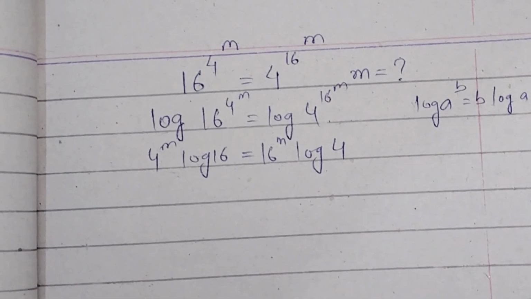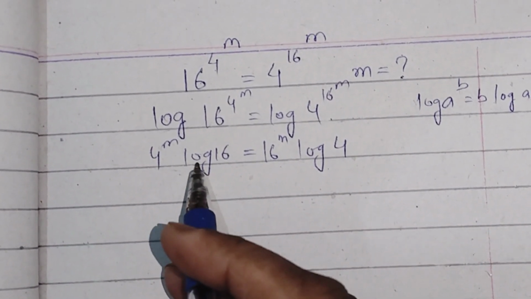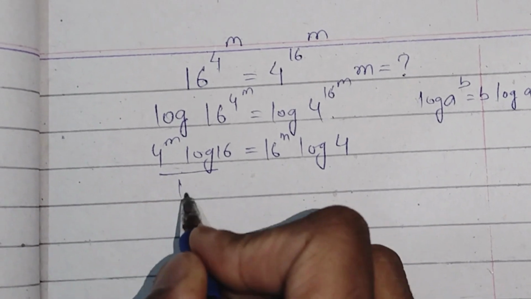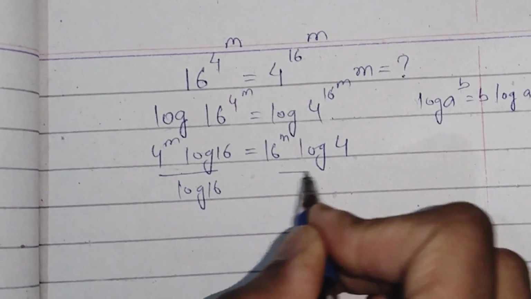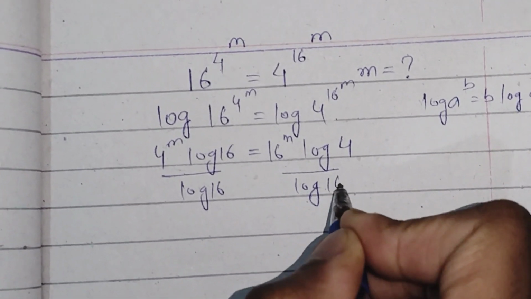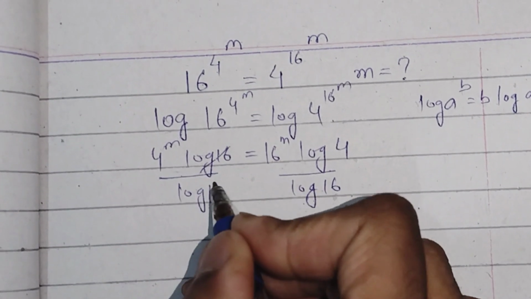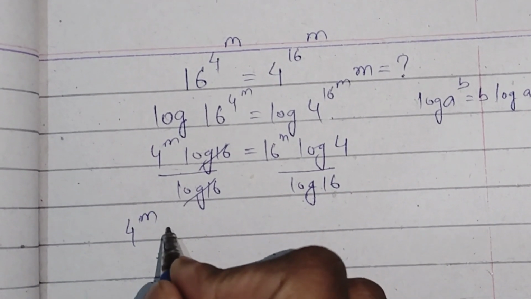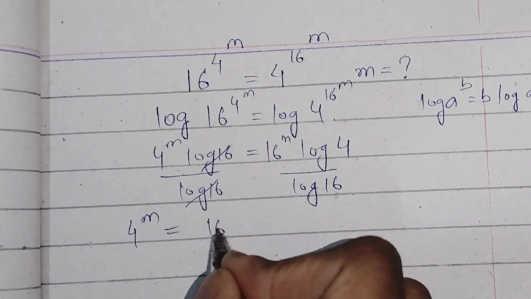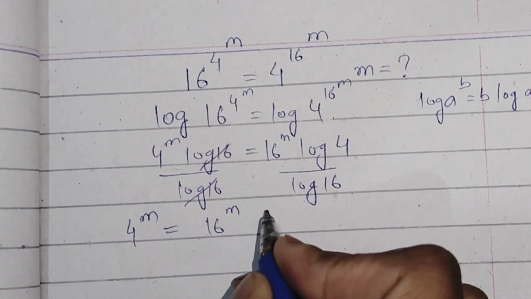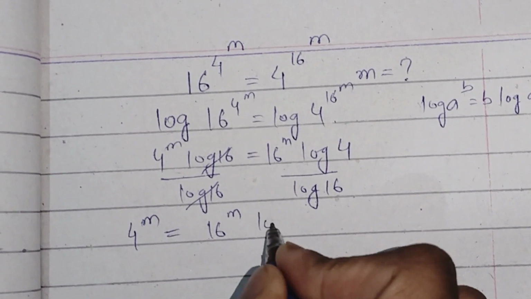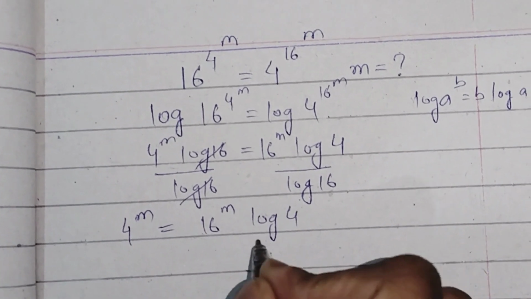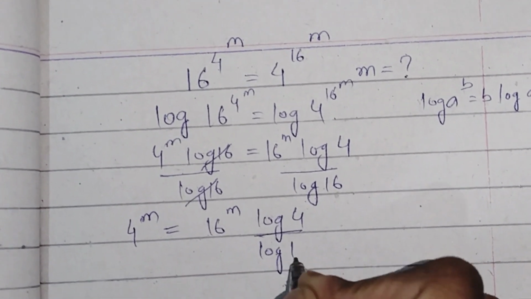So we will divide both sides by log 16. Log 16 cancels with log 16. We are left with 4 power m equals 16 power m times log of 4 by log of 16.